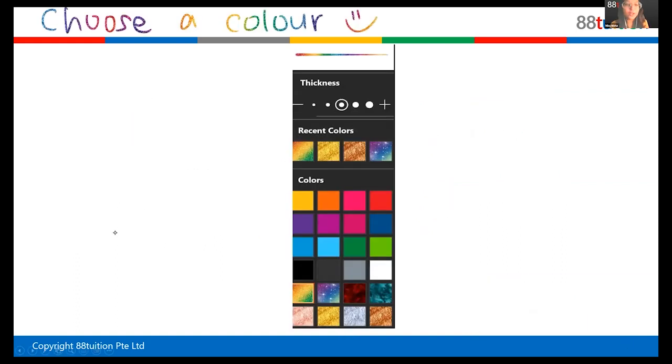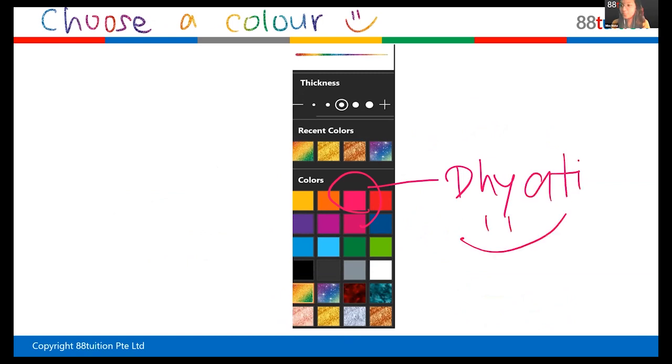Okay, who wants to choose my pen color? Yes, Dhyati? The pink in the first row. You love pink. I clearly can see that. Is that your favorite color? Your walls are pink too. I just realized. Okay, wait, let me pin someone. I need to add a pin. Okay, I added pin already. Yes, thank you for choosing my color.